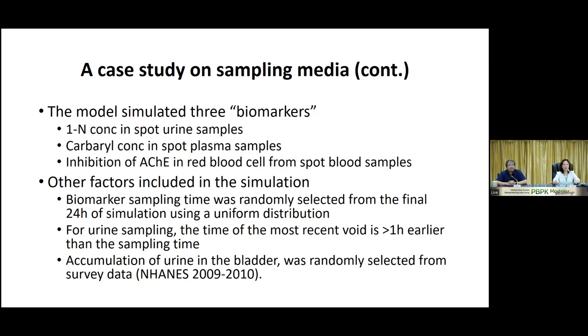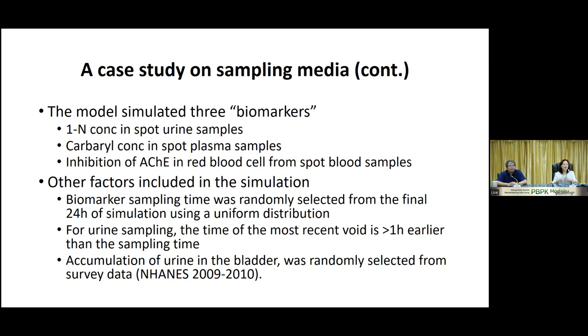The sampling time, because it's spot, so we can randomly sample at any time, even though in reality it's probably during the day, you won't do sampling at night, right? But in this case, we just simulate random time during the day. And then for the urine sampling, we assume the last time they pee is at least an hour before, even though I understand some people go to the restroom a lot, but it's unlikely they pee, I don't know, two times within an hour. So we have that more realistic assumption.